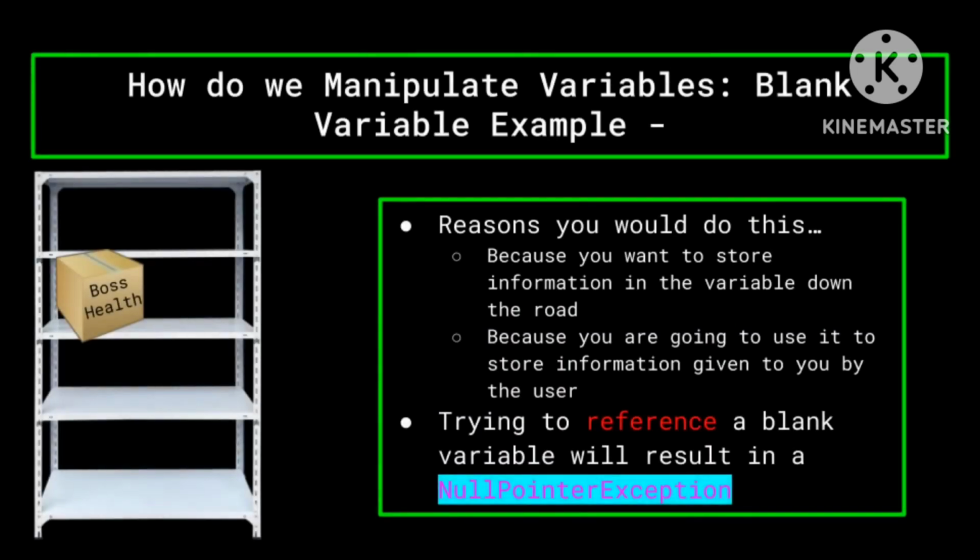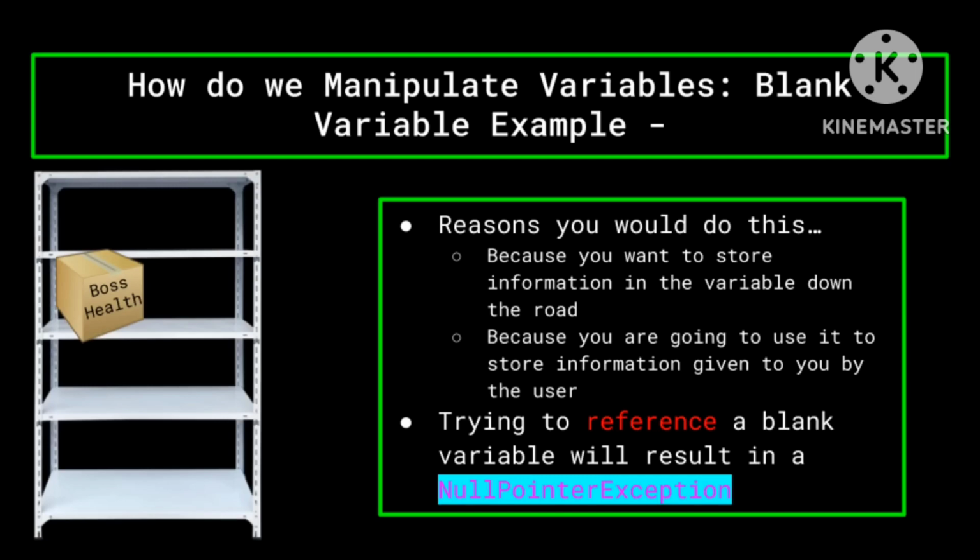This could be maybe because you want to store information in it later down the road, or if you're going to use it to store information given to you by the user, in which case you can't give it information since you don't know what the user will input. Just a note that if you try to reference or point to a variable which does not have any information in it, you'll get what's known as a null pointer exception, which despite being an amazing name for a YouTube channel, is something you generally want to avoid when programming.